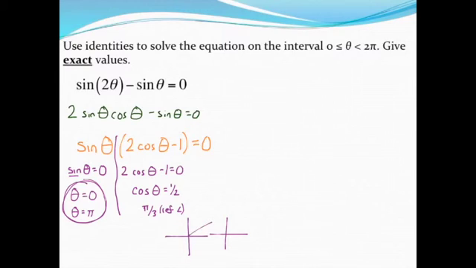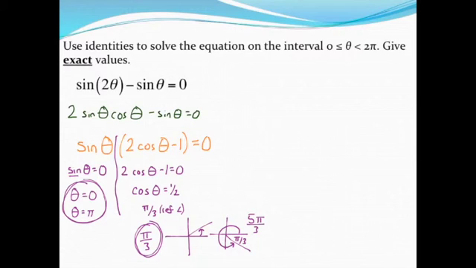Well, it could be in quadrant 1 where all things are positive. And so that angle then would just be pi over 3. So the reference angle is in fact one of our solutions this time. However, cosine is also positive in quadrant 4. And so that reference angle of pi over 3 would go there. And then measuring around the circle counterclockwise, I get another solution of 5 pi over 3.